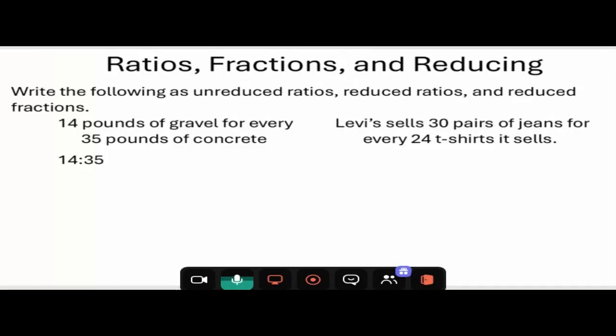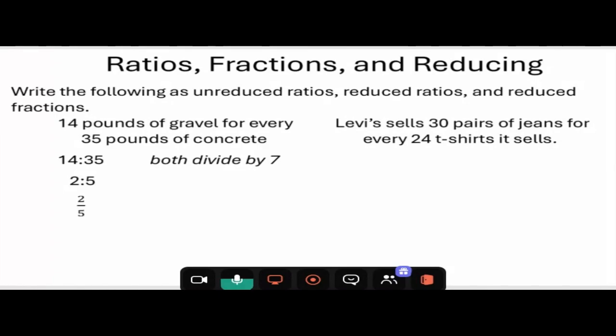It asked for reduced ratios first, so let's reduce this ratio without even going to the fraction. We can see that 14 and 35 can both be divided by 7. So 14 divided by 7 is 2, and 35 divided by 7 is 5. So the ratio 14 to 35 is the same as the ratio 2 to 5.